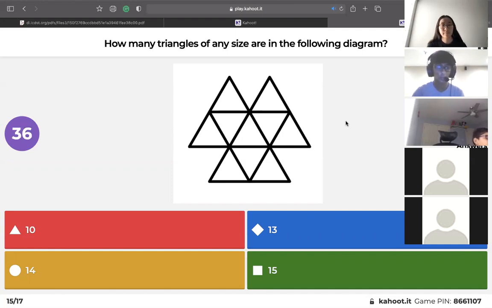Guys, the answer is yellow. Not Sai got the question wrong. Oh, maybe he did. Oh, he got the previous one wrong. I don't know who Not Sai is actually.